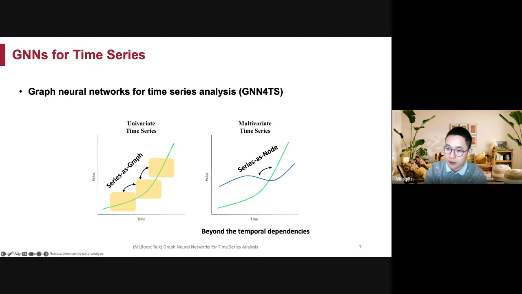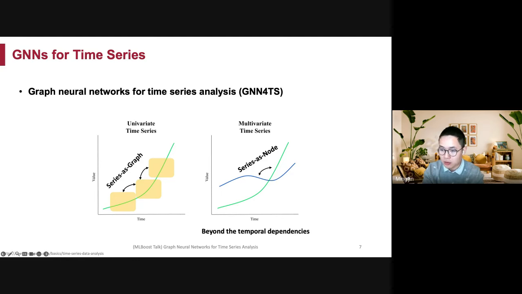Okay, so on the slide, we illustrate a method called series as graph. In this case, different patches are abstracted as different nodes, and their underlying relations and cross-spanning patterns are what we wish to model with the graph neural network. So it's known as the temporal dependencies or patterns.